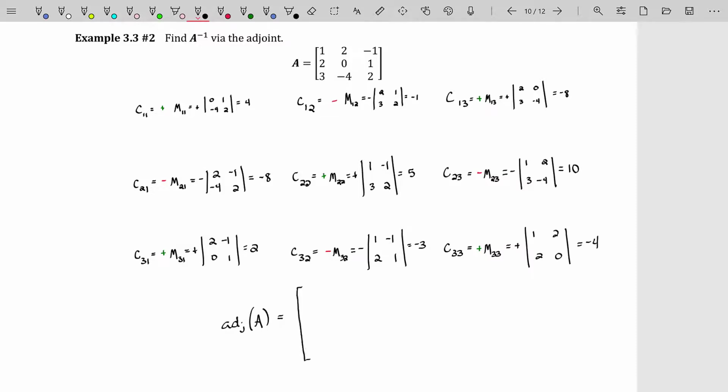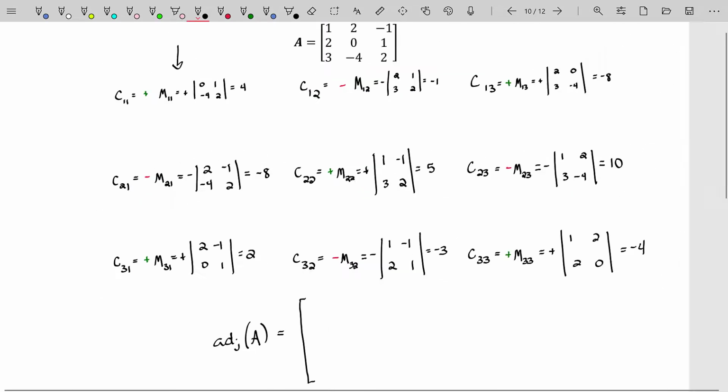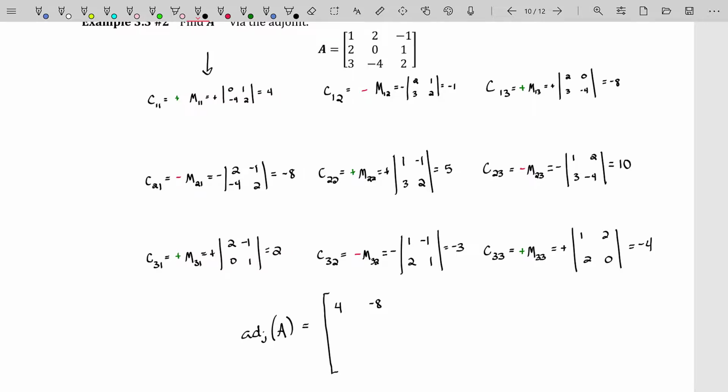The adjoint of A is going to take the transpose of what you're looking at right here. So this very first column will become our first row in the adjoint. And the second column will become the second row of the adjoint. And finally, the third column becomes the third row of the adjoint. So that's our adjoint right there.